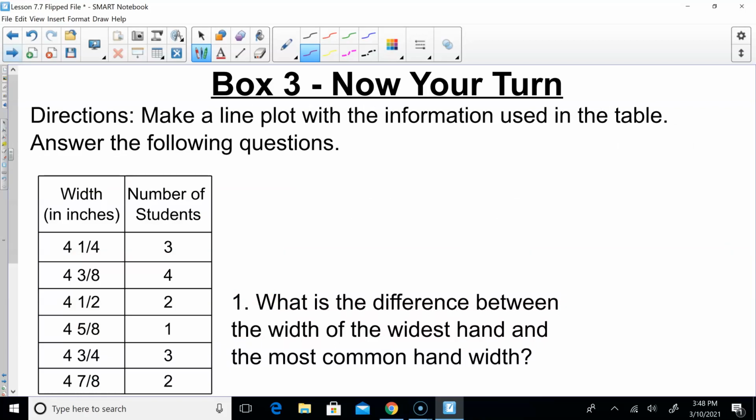And last but not least, you're going to make a line plot with the information you use in the table, and then answer the following questions. So make sure you draw the line plot, you label it, you put all the parts on there, and then answer the question. If you're not sure, you can always go back and re-watch the example to help you with your problem. Good luck.